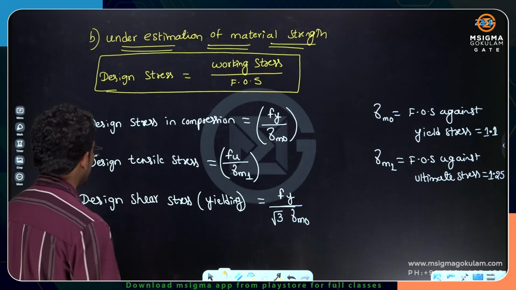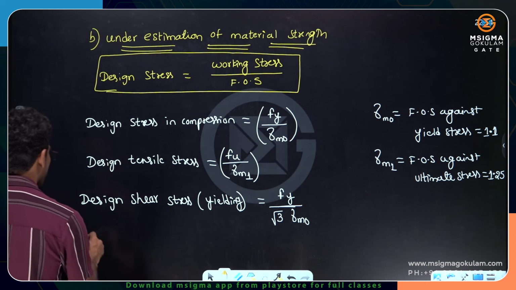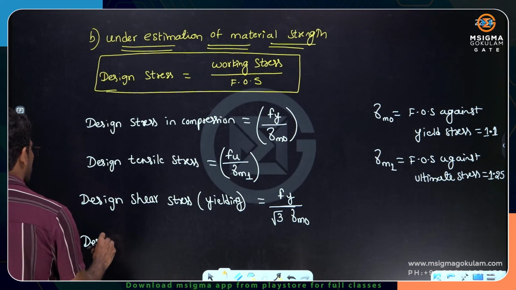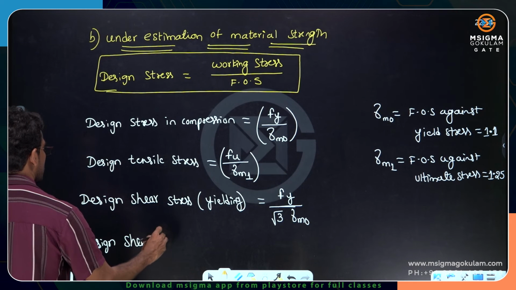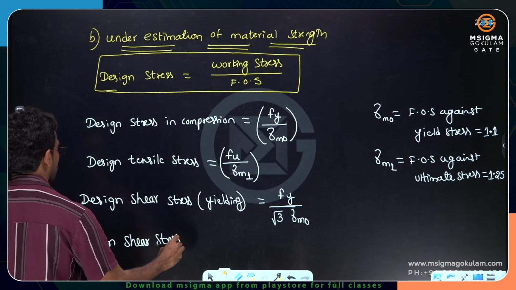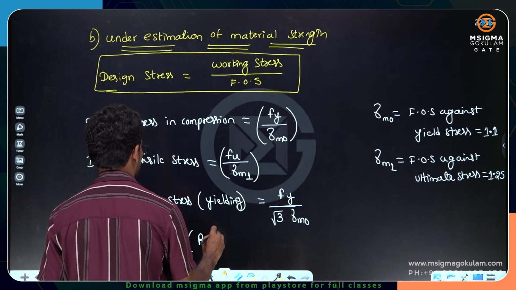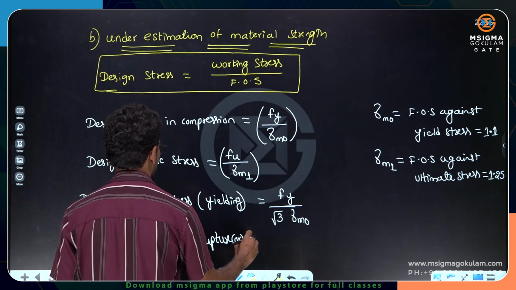Okay, so what is the design shear stress in yielding? It is Fy by root 3 gamma m naught. What is the design shear stress in rupture or fracture? Design shear stress in rupture or fracture.